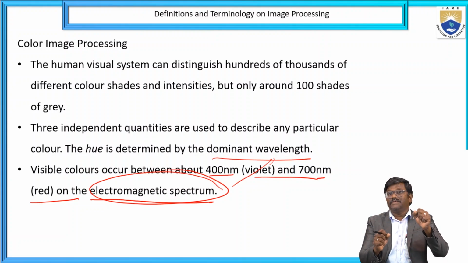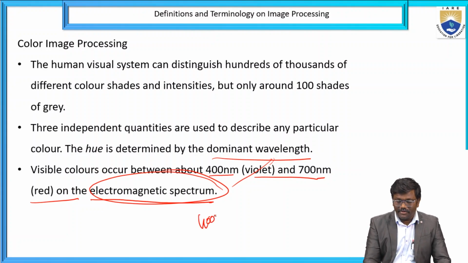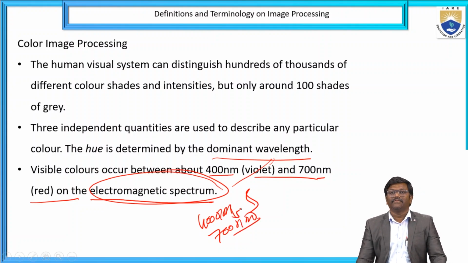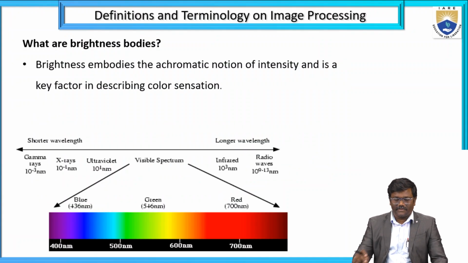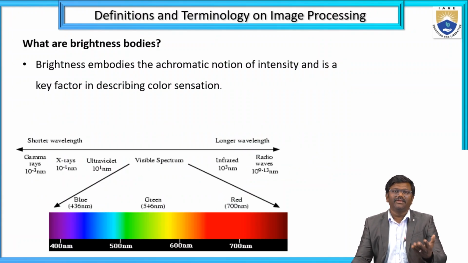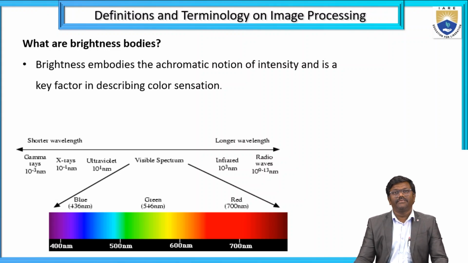If the spectrum changes electromagnetically, then automatically the color of the wavelength between 400 nanometer and 700 nanometer will be defined. In between this, the wavelength of the color will be defined. How does it happen in image processing? Let me take the best example to understand these definitions and terminology.